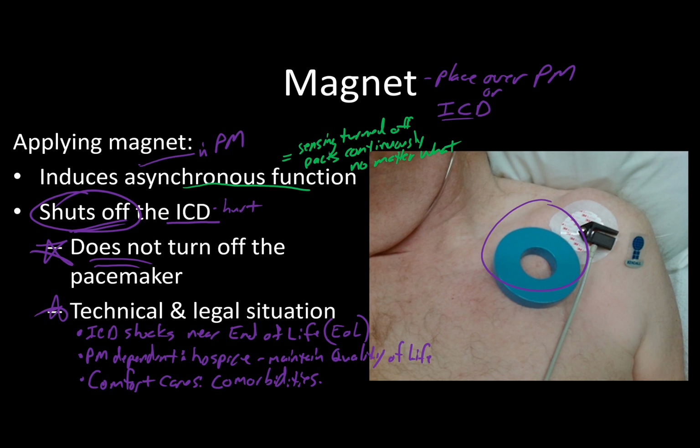And again, back around to the ICD shocks near end of life. They have a profound negative impact on quality of life, not only for the patient, but for the family that's standing there watching. If you see one of these go off, the whole body shakes, it jerks. If there's any kind of consciousness left in the patient, they shout out. They're in obvious pain. And so turning that off not only helps the patient, but it also helps the family know that their loved one is passing away more peacefully. That's one of the many reasons that we do that.